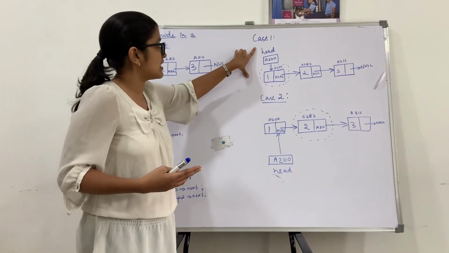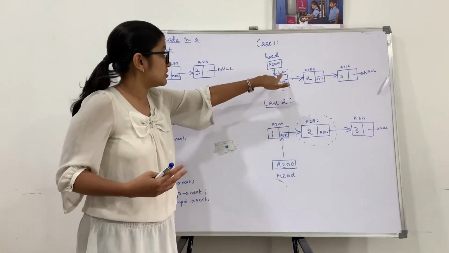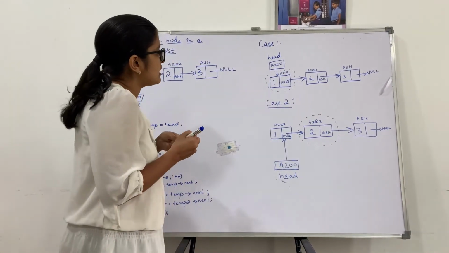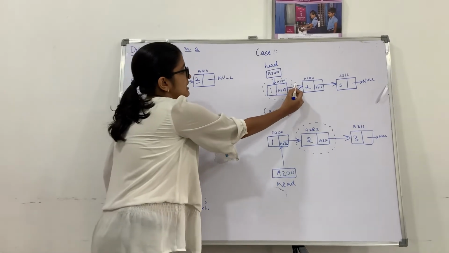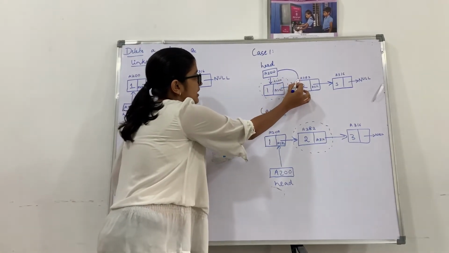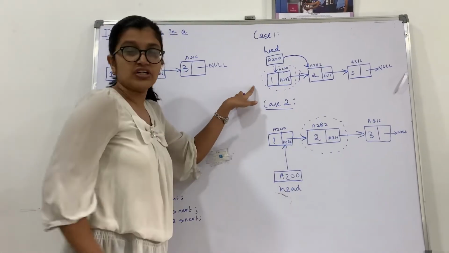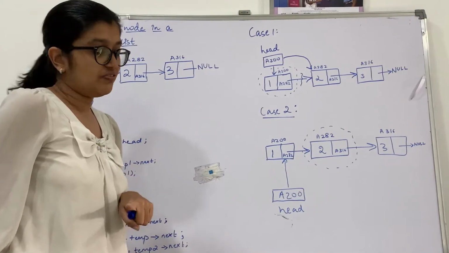This is the first case, where we want to delete the first node in the linked list, the node at address 8200. At that time, what we have to do is delink this node, make sure the header points to the second node, and then free the space allocated to this node. That will be the first case.